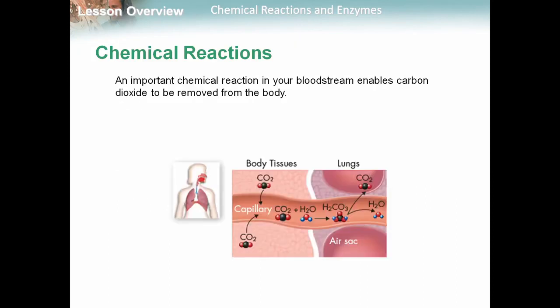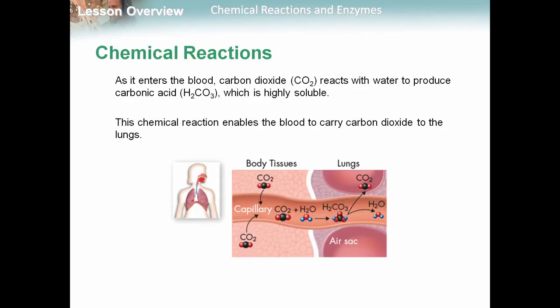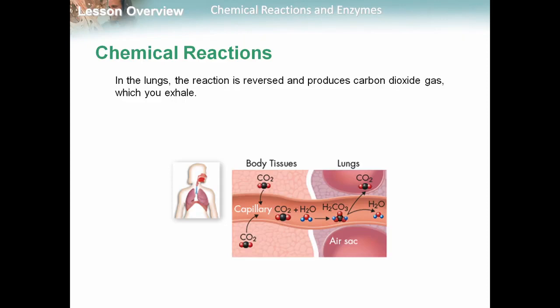An important chemical reaction in your bloodstream enables carbon dioxide to be removed from the body. As it enters the blood, carbon dioxide, also known as CO2, reacts with water to produce carbonic acid, H2CO3, which is highly soluble. The chemical reaction enables the blood to carry carbon dioxide to the lungs. In the lungs, the reaction is reversed and produces carbon dioxide gas, which you exhale.